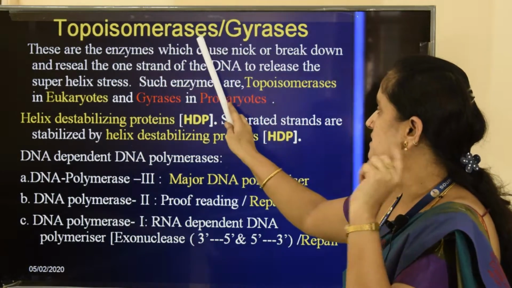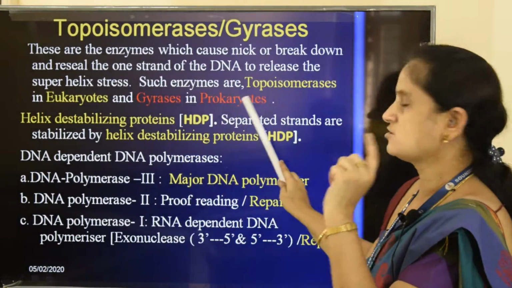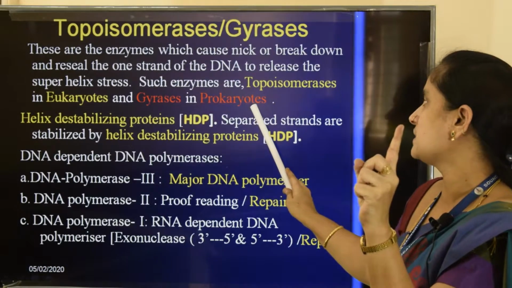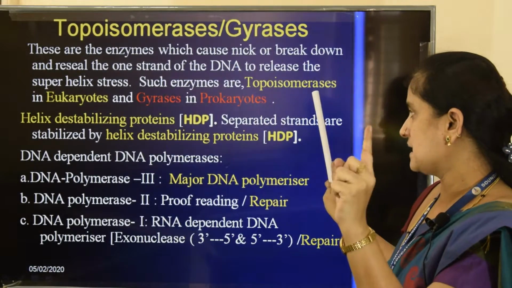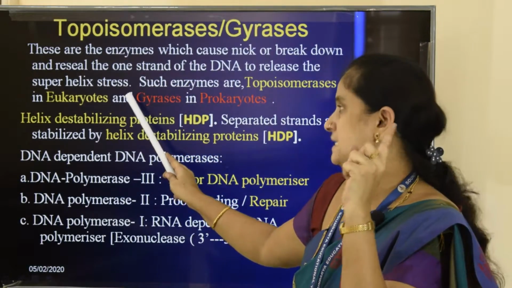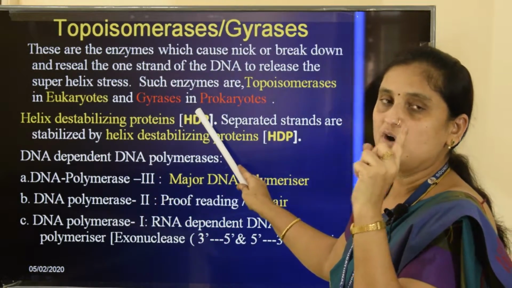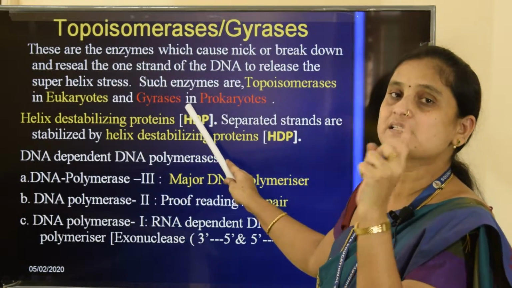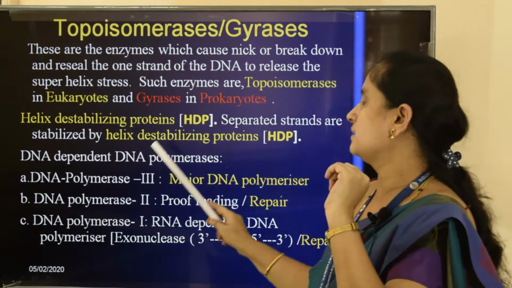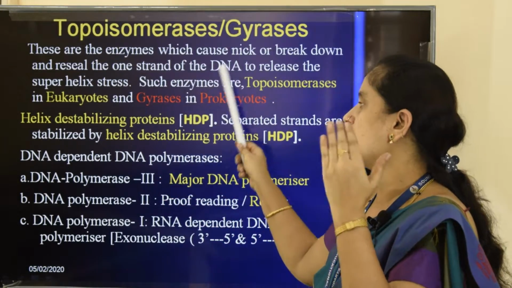Topoisomerases are such enzymes in the case of eukaryotes. Gyrases are such enzymes in the case of prokaryotes. You have to remember this for your examination, competitive examination, I am telling you here. So topoisomerases are the enzymes which relieve helix, or super helix, stress in eukaryotes, whereas gyrases are the enzymes helpful in the release of super helix stress in prokaryotes. So please remember this.